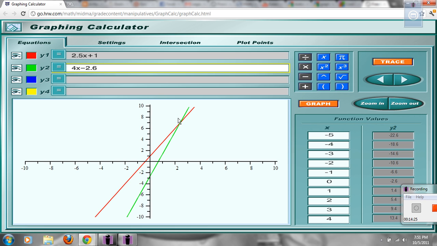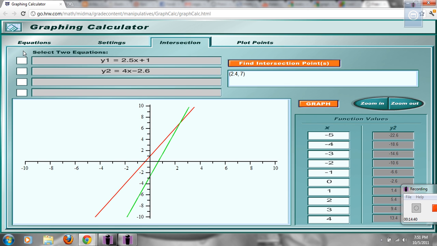So to do that on your calculator, you would go to the second calc button, calculate, and you would calculate the intersection, which is number 5. So we're going to ask it to calculate the intersection of these. And on your calculator, you just press enter a bunch of times. But on here, we press find the intersection. And the intersection is 2 and 4/10 and 7.